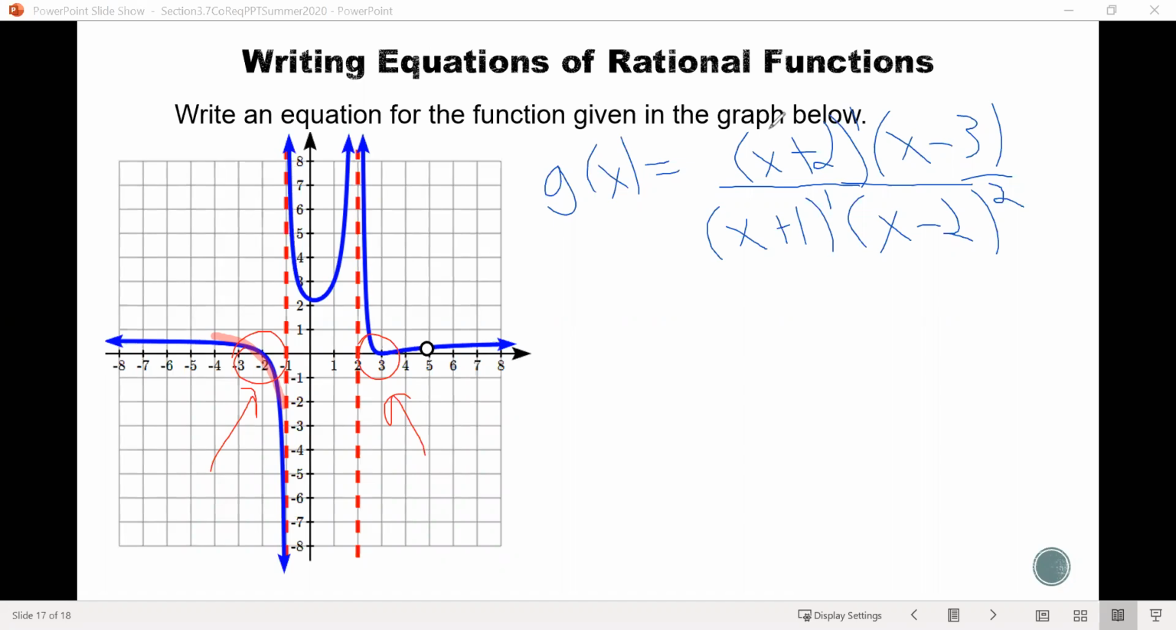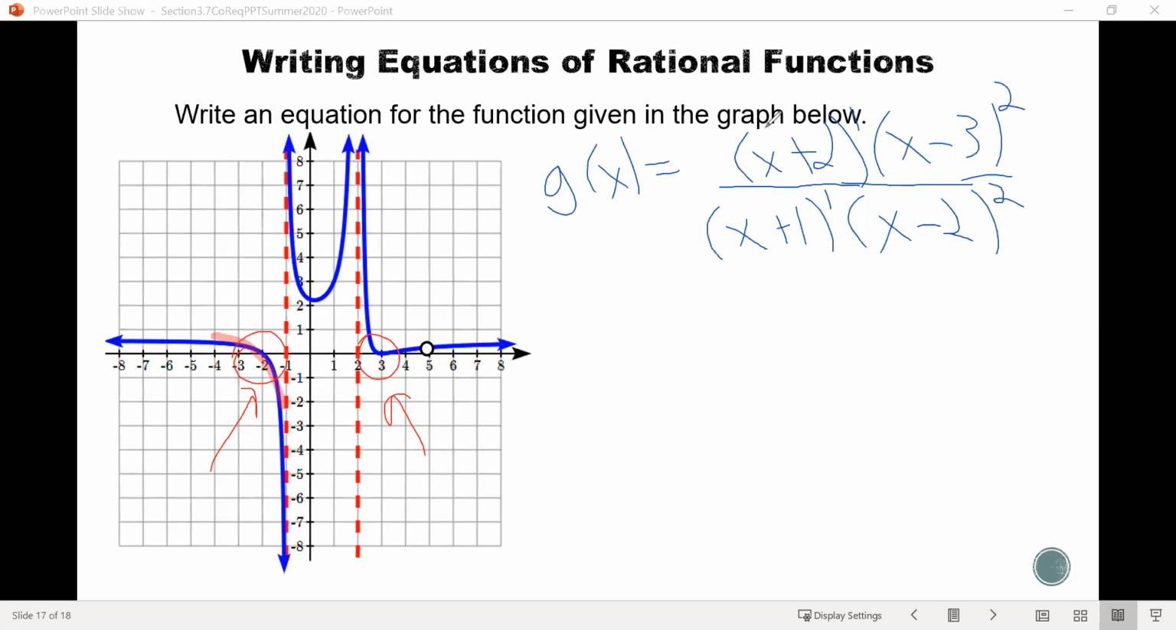And then for the x minus 3, well, that corresponds to the x equals 3 horizontal intercept. And notice the graph bounces there. So that tells us this should be to the second power, so x minus 3 squared. Okay.